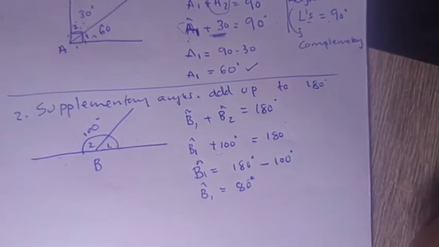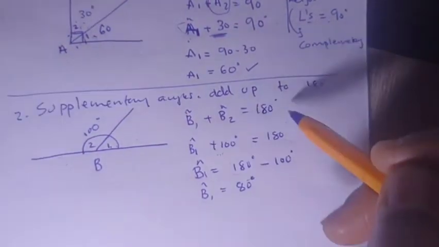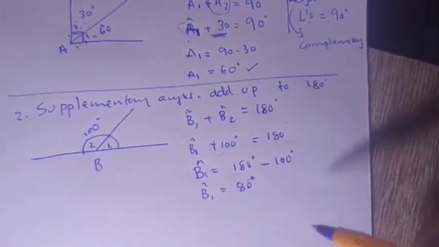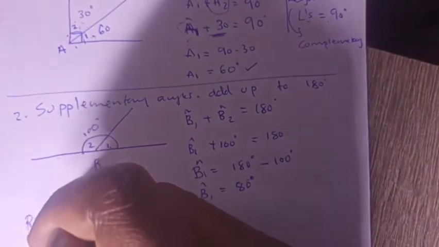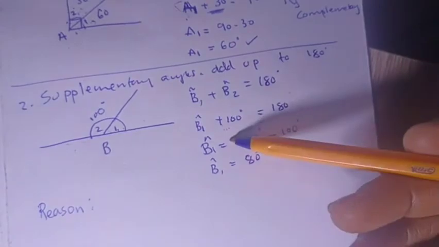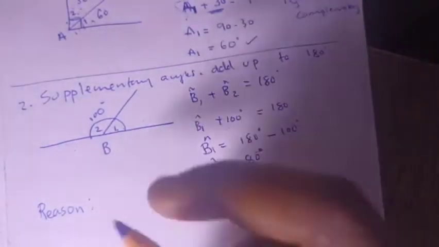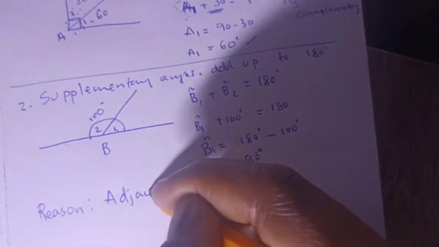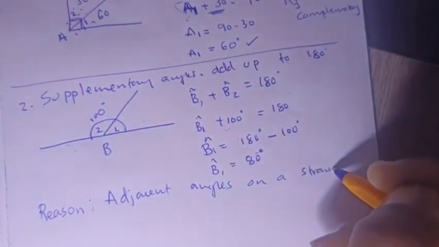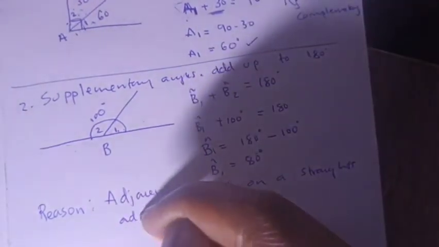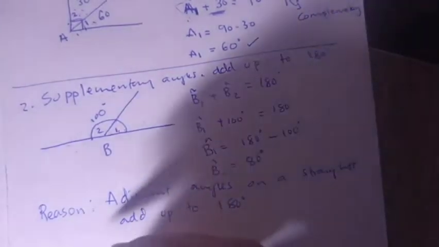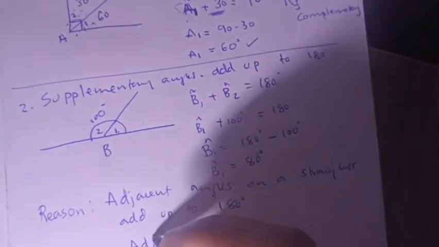So remember, when we're dealing with geometry, your statement, your calculation or where you formulate your equation, must go hand in hand with what? With a reason. If you don't have a reason, you lose a mark. So you give your statement, you give your calculation, and you give your reason. The reason for this one is adjacent angles on a straight line add up to 180 degrees.